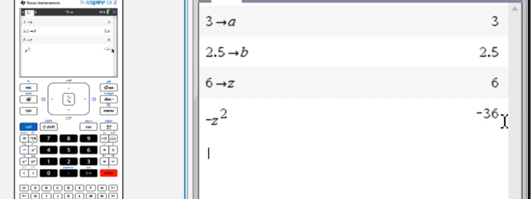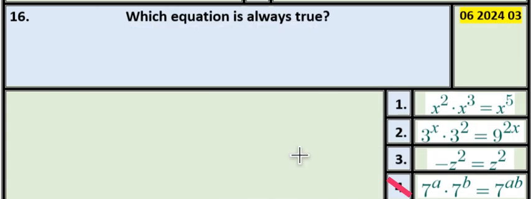And notice I get negative 36. If I just do z squared, I get positive 36. So because there's no parentheses around that negative z, these are not equivalent. Therefore, my answer is not choice 3.